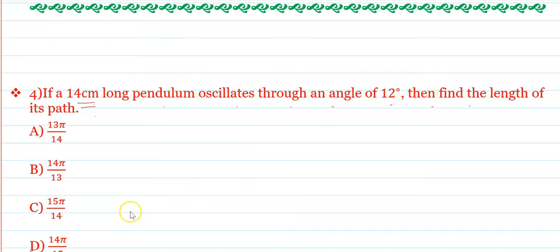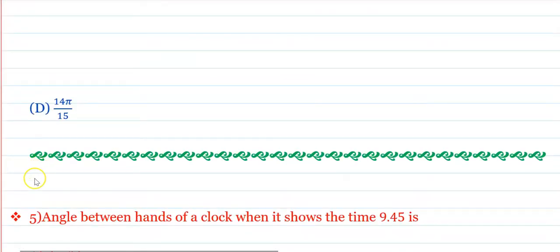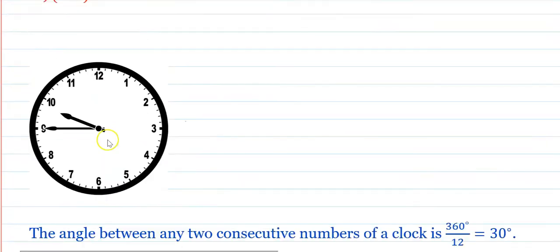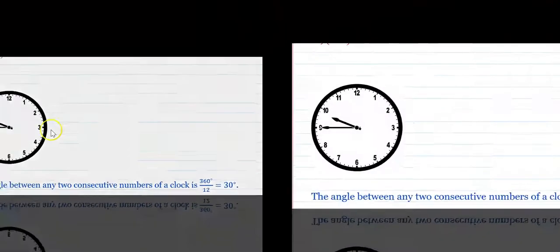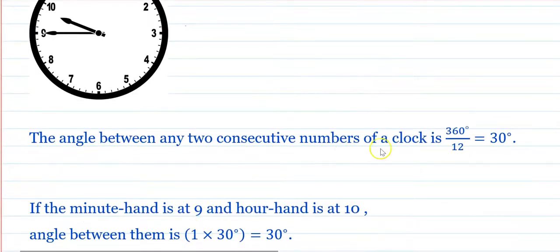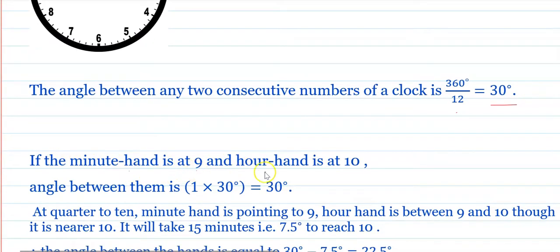This is the length of the path. Now the next: angle between hands of a clock when it shows the time 9:45. If the minute hand is at 9 and the hour hand is at 10, then the angle between these two hands is 30 degrees. Okay, but actually it is not 30 degrees. Therefore, in 15 minutes, whatever angle the hour hand covers, we have to subtract from this 30 degrees. Now the angle between any two consecutive numbers of a clock is 360 upon 12, which equals 30 degrees. If the minute hand is at 9 and the hour hand is at 10, then 1 into 30, you will get 30 degrees.